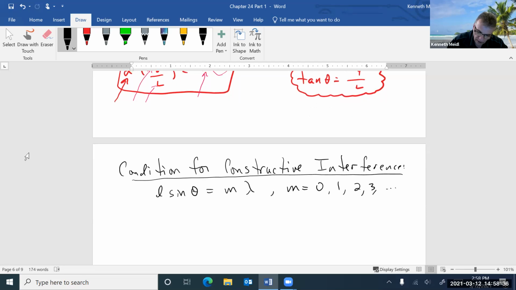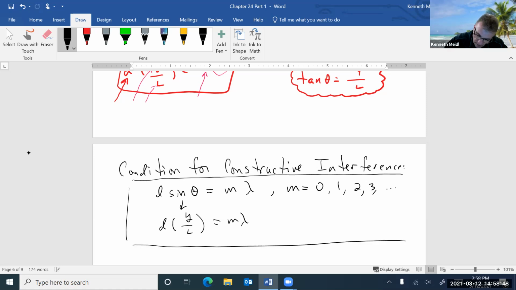And what we do is we approximate the sine by y over L, where y is the distance between the bright spots, sometimes called the bright fringes, and L is the distance from the slits to the wall.